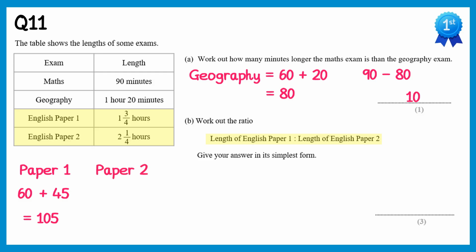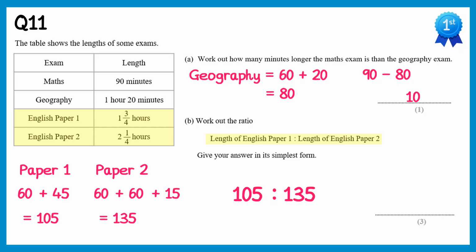Then for paper 2, we've got 2 hours, so 60 minutes for the first hour, 60 minutes for the second hour, and then 1/4 of an hour, which is 15 minutes. So add 15, and if you add all of that together, you get 135 minutes. So we've been asked to write this as a ratio, so the ratio will be 105 minutes to 135 minutes.